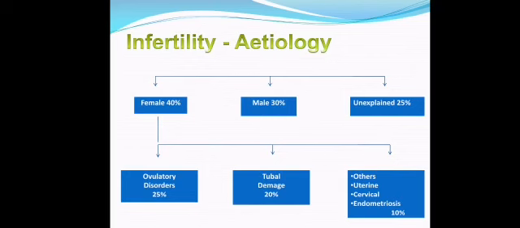Why do we call it unexplained? Because you wouldn't find anything as a problem in male and female to cause infertility. Now, looking into the slide further, the female causes are further categorized into ovulatory, tubal, uterine, cervical, and endometriotic causes of infertility.